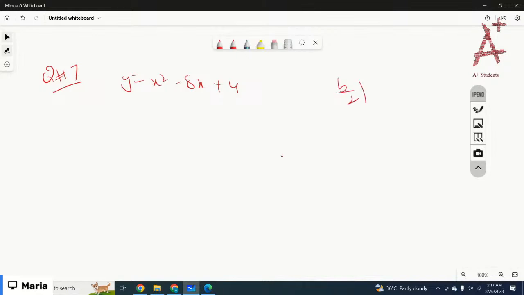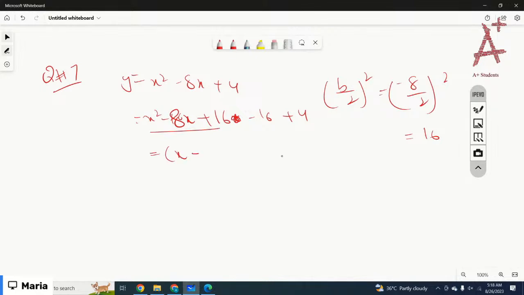So you have to add b by 2 whole square, right? Negative 8 over 2 whole square, that is negative 4 square, 16. You have to add and subtract 16, right? So it would be x square minus 8x plus 16 minus 16 plus 4. So this makes x minus 4 whole square and minus 16 plus 4 is minus 12. That means the vertex is 4 and negative 12.